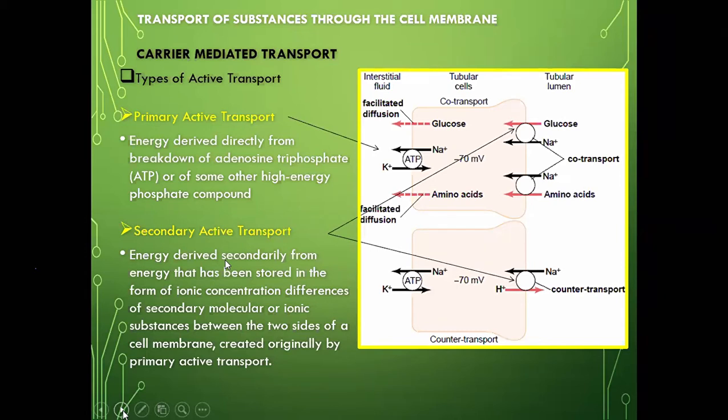The glucose from the tubular cells will travel by facilitated diffusion into the interstitial fluid.